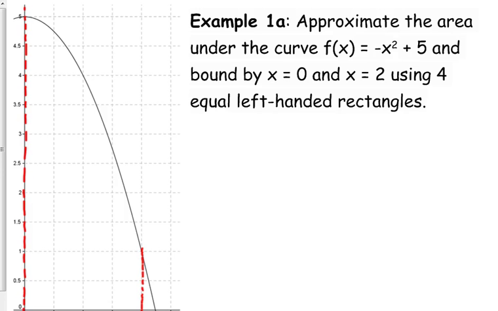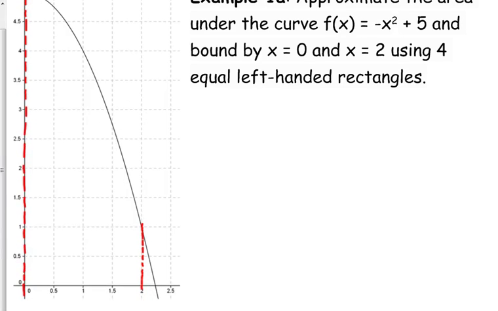Now, we are going to approximate it. They tell us how to do it using 4 equal left-handed triangles. All right, so let's think, first of all, if we're going from 0 to 2, and we want to split it into 4 equal pieces, how wide do these need to be? Aha, right? We're covering 2 units, and we want to do it in 4 pieces. So every half unit, we're going to cut this off.